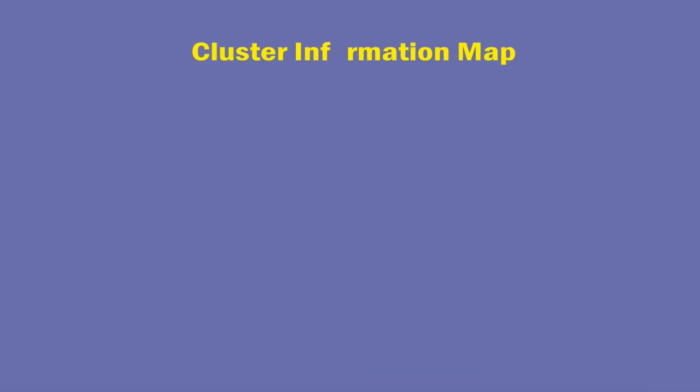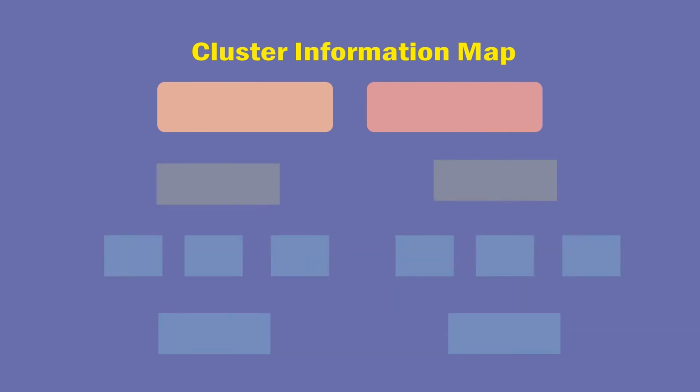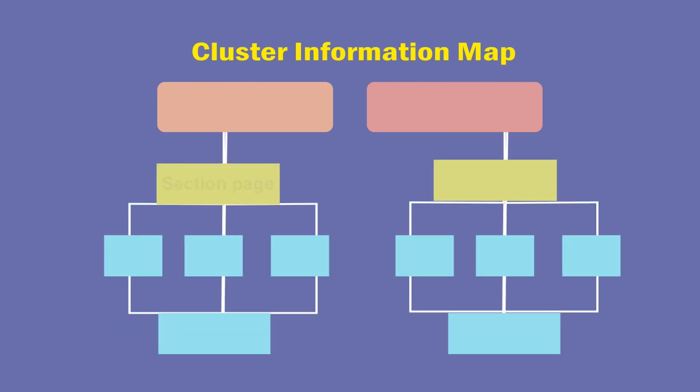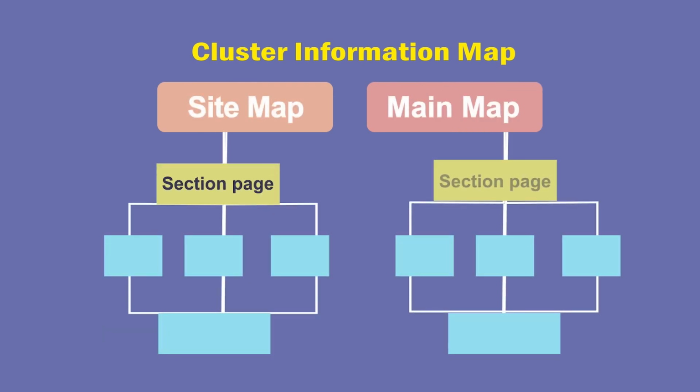You can see that cluster information structure with section page, sitemap, main page and section page. From this diagram, the user can navigate from subsection to section page and then from section page to main page. So far, we have covered phase 1, requirement gathering.